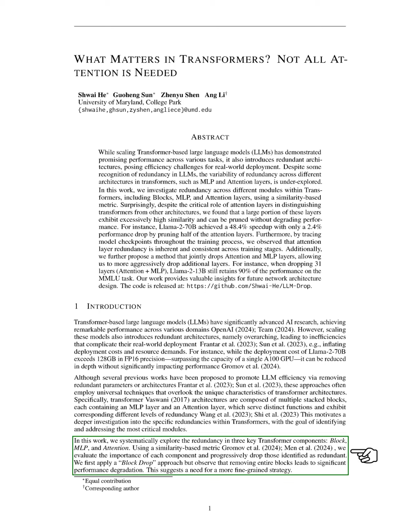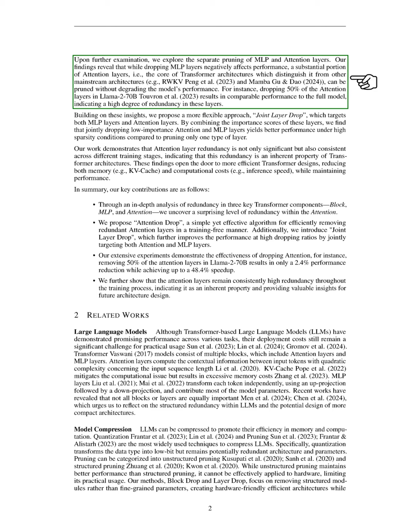We systematically analyze redundancy in three main transformer components: block, MLP, and attention. By using a similarity-based metric, we assess the importance of each component and progressively remove those deemed redundant. Initially, we try a block drop method, but we find that removing entire blocks significantly harms performance, indicating the need for a more detailed approach. We then examine the separate pruning of MLP and attention layers.